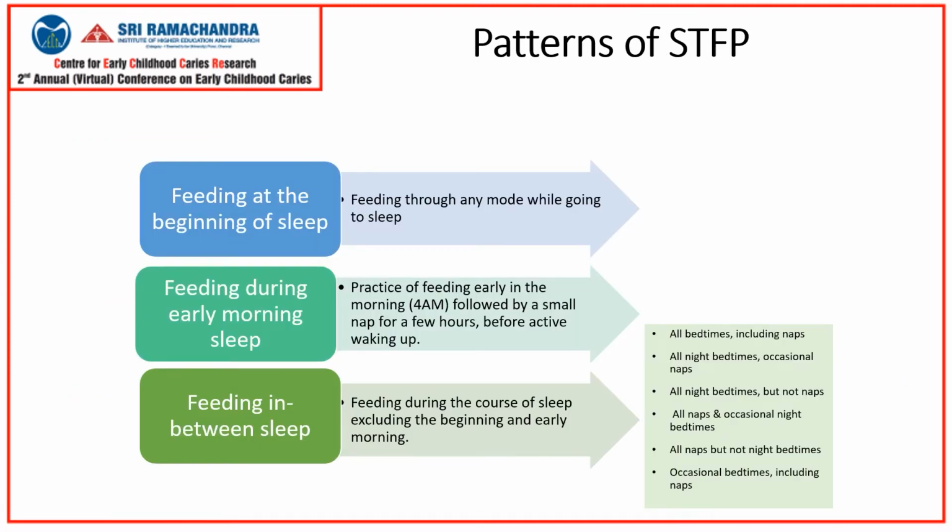So basically, in the FeAST scale, there were 3 patterns of sleep time feeding practices which were assessed. One is feeding at the beginning of sleep. This means feeding through any mode while going to sleep. As a child is going to sleep, you are going to feed him and he is led to sleep as he is feeding. Next, feeding during early morning sleep. This means the practice of feeding early in the morning, like around 4 a.m. or something, and then followed by a small nap for a few hours before actively waking up.